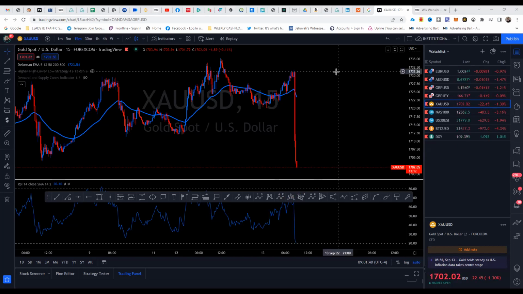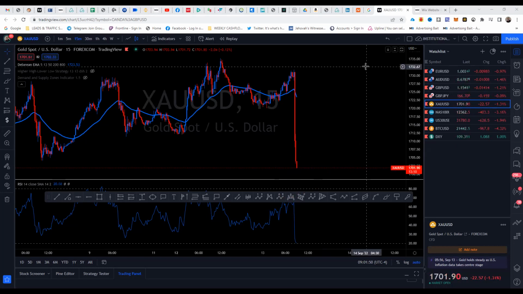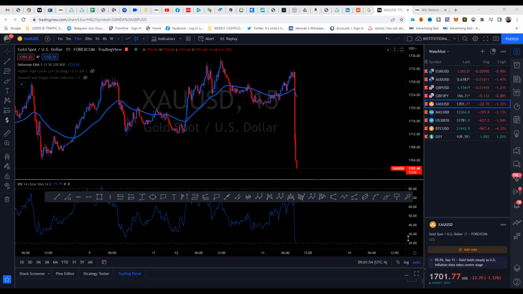What we're going to do is mark up supply, demand, and market structure from the 15-minute time frame to the 4-hour time frame. So let's get started.